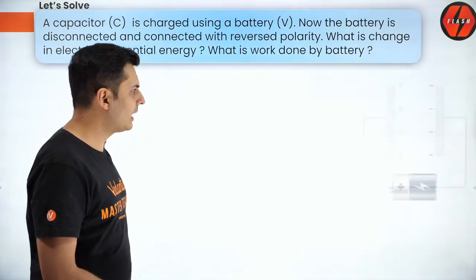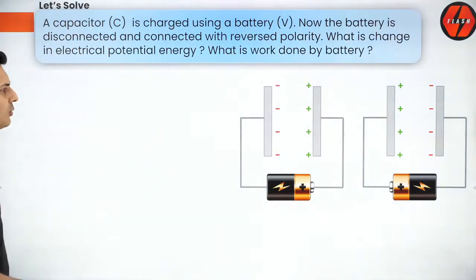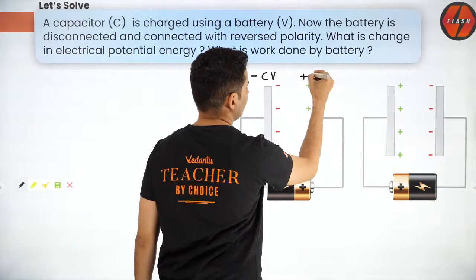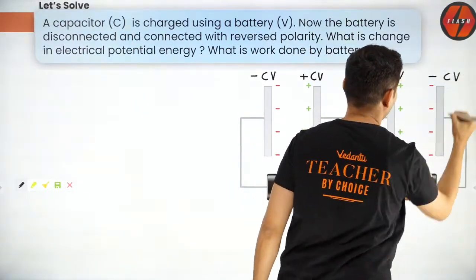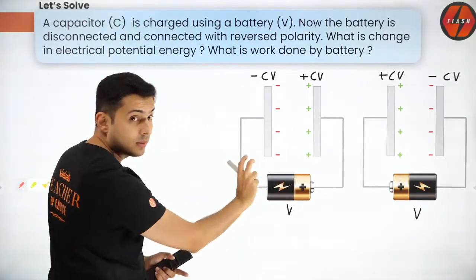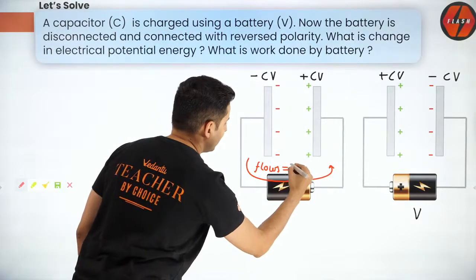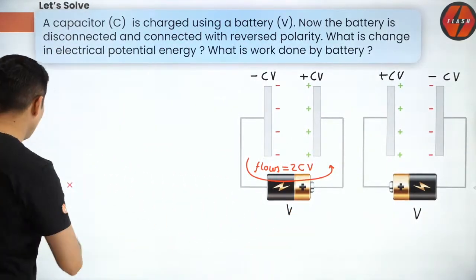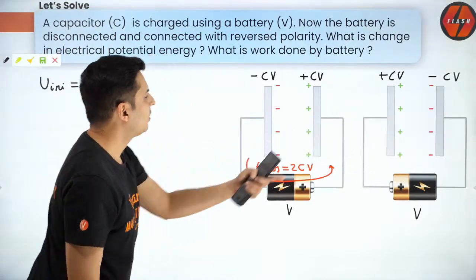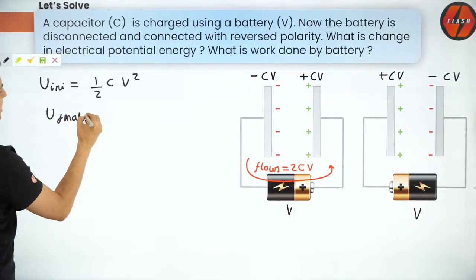Let's do this step by step. Again, this was the battery connected to the capacitor and it has charged it. You disconnect, reverse the polarity and connect it again. Let me first mark the charges over here. This is minus CV, this is plus CV, this is plus CV, and this is minus CV. This battery's voltage is V. We just saw that when you disconnect and connect it with reverse polarity, the charge which flows through the battery is nothing but 2CV. Now let's do it step by step. What is the initial potential energy stored inside the capacitor? The capacitance is C, voltage is V, so half CV square. What is the final potential energy stored in the capacitor?